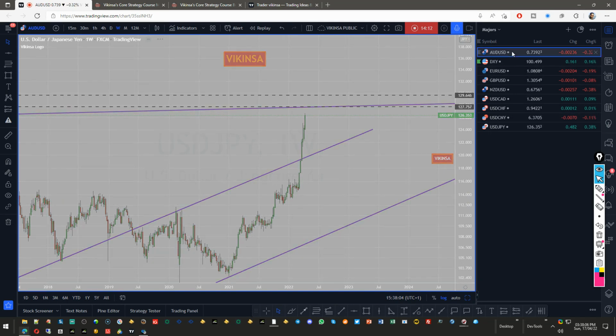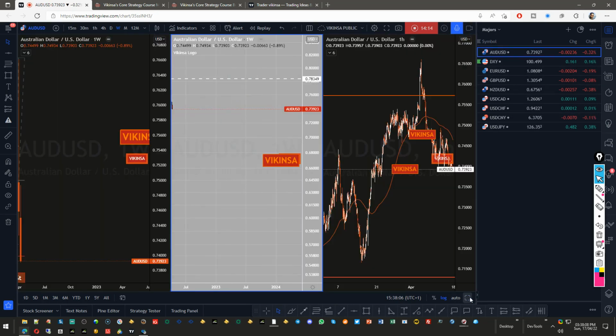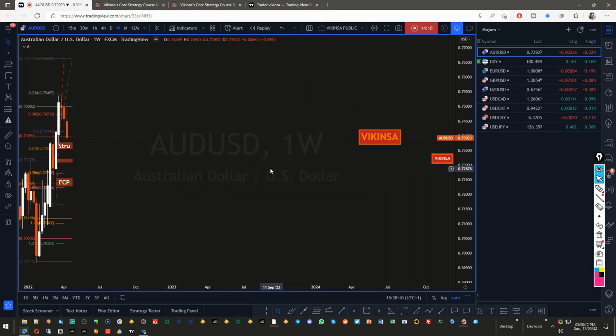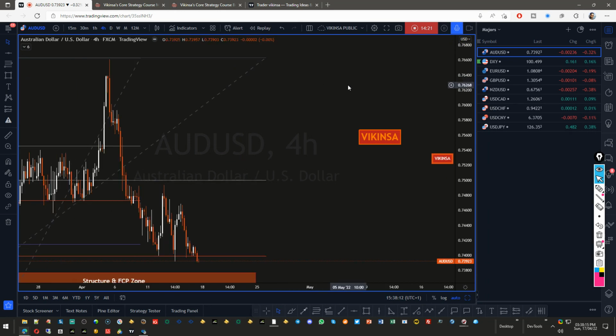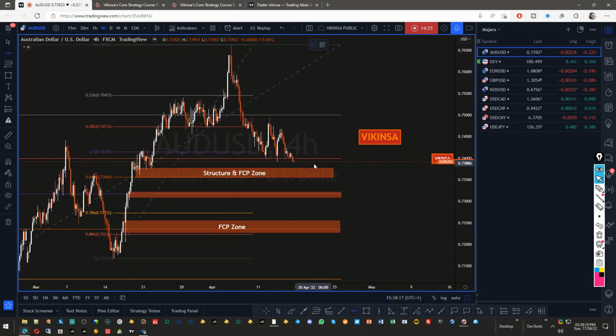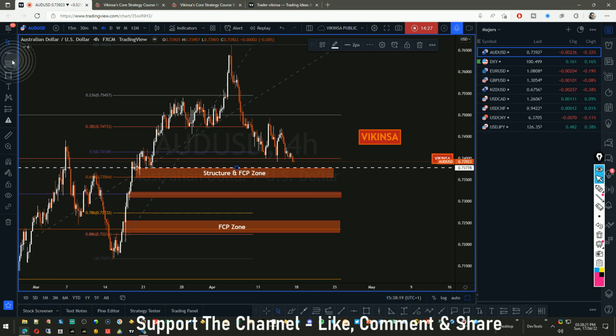Do we have anything else? Okay, let's look at AUDUSD. I think that one I missed. Okay, on AUDUSD, this is the structure zone and FCP zone. So we have, let me put those lines so that you can check out the levels.